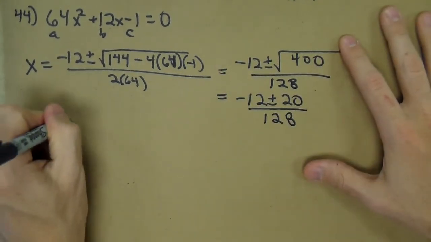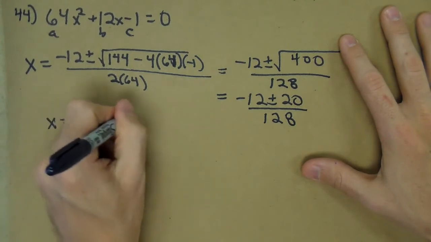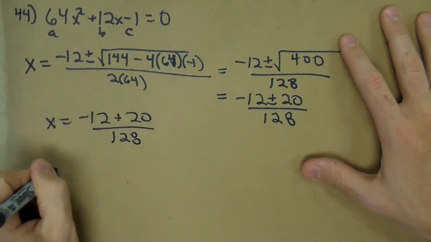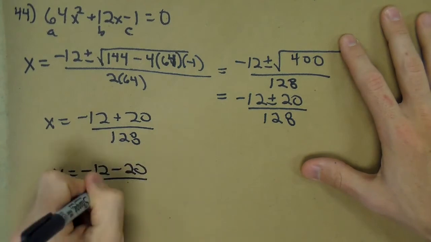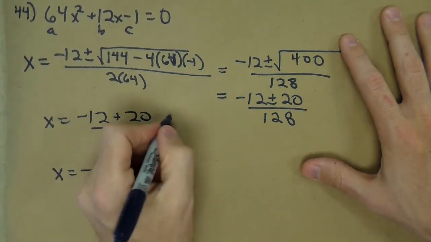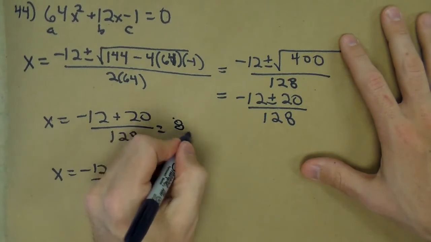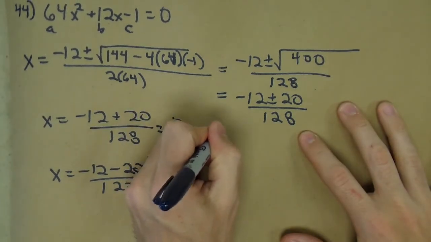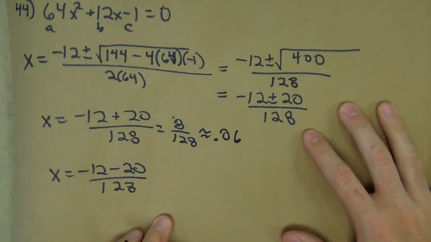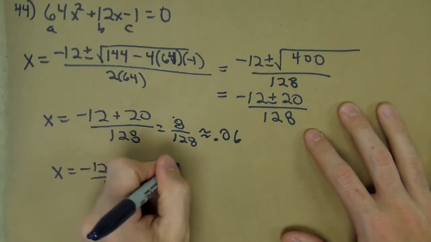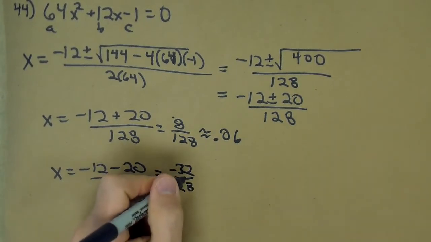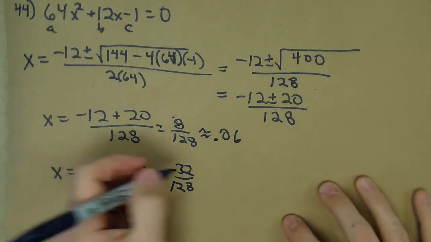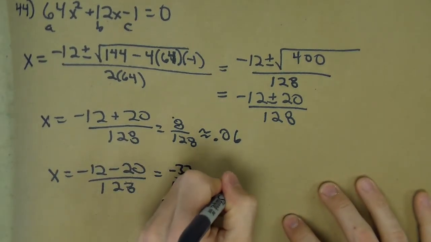So really I have x equals negative 12 plus 20 over 128, and x equals negative 12 minus 20 over 128. We get 8 over 128 here. That comes out to be 0.0625, call it 0.06, they want it to the nearest hundredth. And here we have negative 32 over 128, and that comes out to be negative 1/4, or negative 0.25.